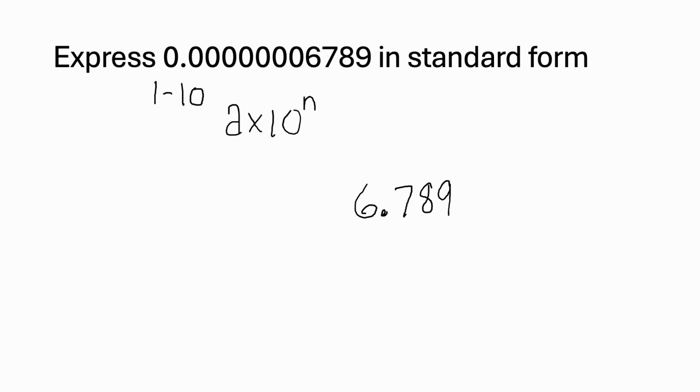Now we need to work out how many times we need to move our decimal place to the left. So how many zeros are there? 1, 2, 3, 4, 5, 6, 7. Right? I'm just going to write 7 zeros to the left. 1, 2, 3, 4, 5, 6, 7. Very important to double check, guys.